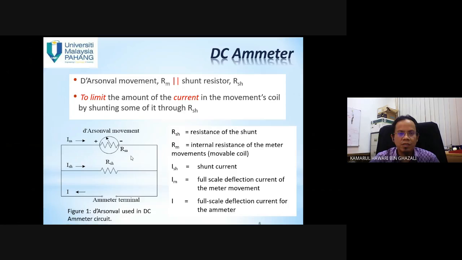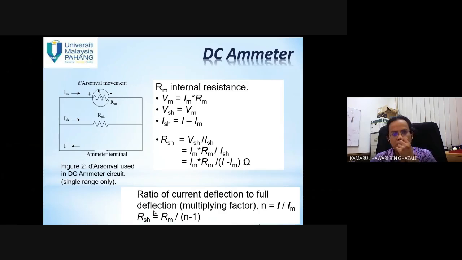In the D'Arsonval movement, it consists of the RM, which is the internal resistance of the meter movement. ISH is the current through the shunt. Then this is the current I where you put the ammeter. So these are all the notations of the terms used in the DC ammeter: RSH, RM, ISH, IM, and also I. RM is the internal resistance.